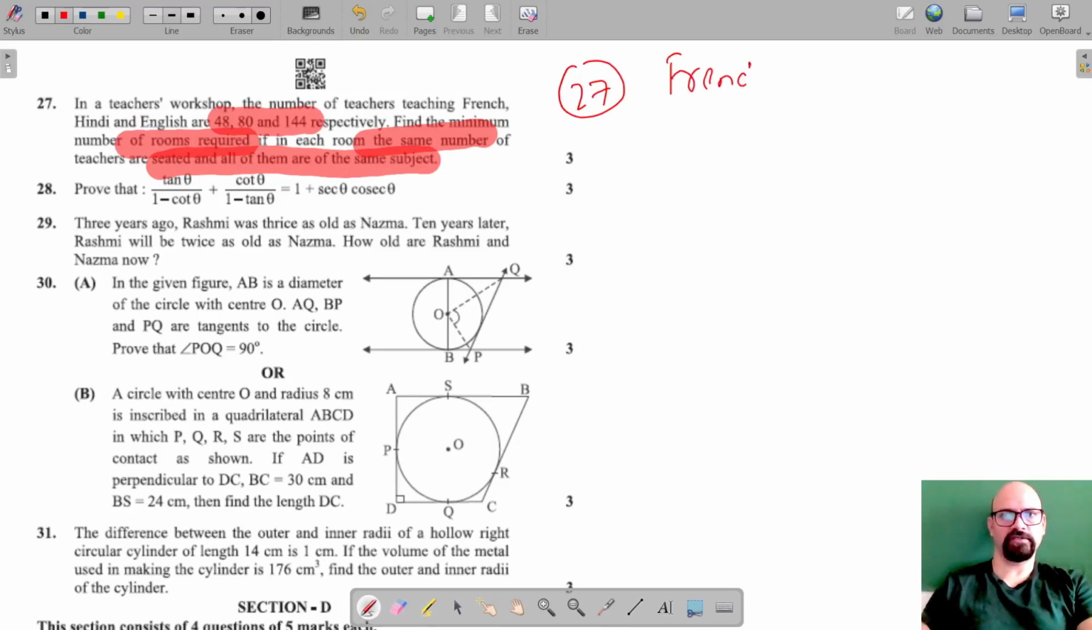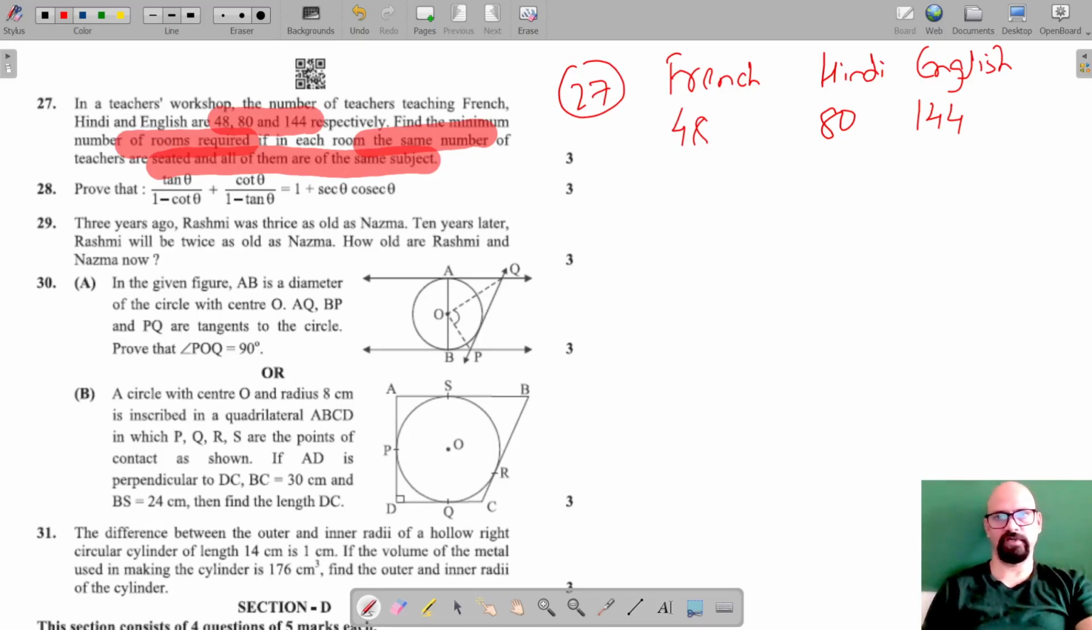French, Hindi, and English teachers are there. So French teachers are 48, and Hindi teachers are 80 and English 144. We have to find the minimum number of rooms. So if the minimum number of rooms are required, that means in each room there should be the maximum number of teachers. So maximum number of teachers means that we have to find the HCF of 48, 80 and 144.